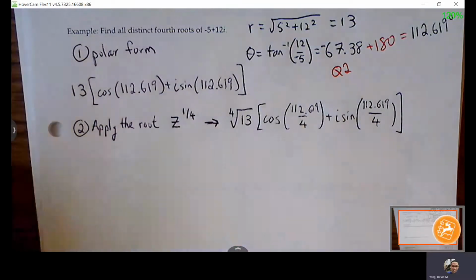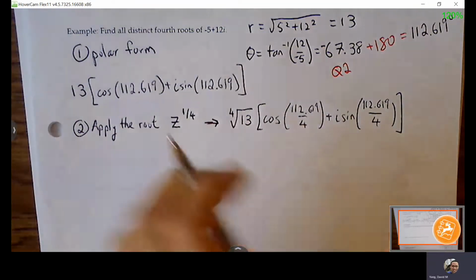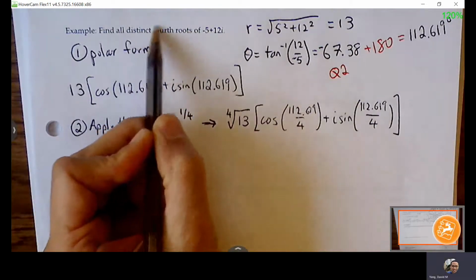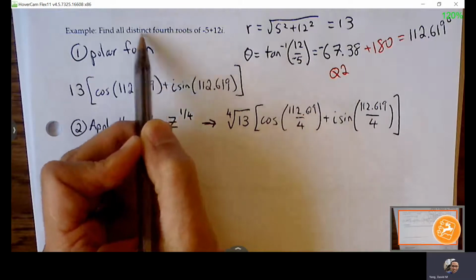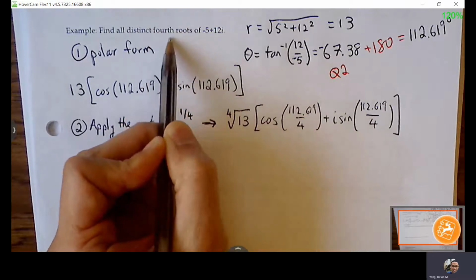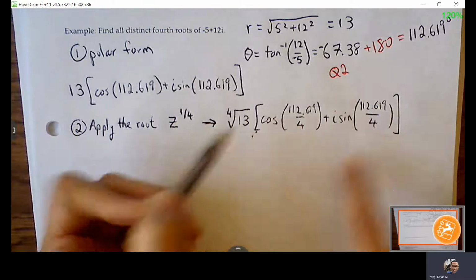So now, okay, this is going to lead us to our first solution. It says find all distinct fourth roots. Because we're dealing with fourth roots, it's always going to end up with the same number of solutions. So we're looking for distinct roots because this is dealing with the fourth. We're looking for 4 solutions. Okay, so we have one of the solutions here. Let's clean up this solution a little bit.